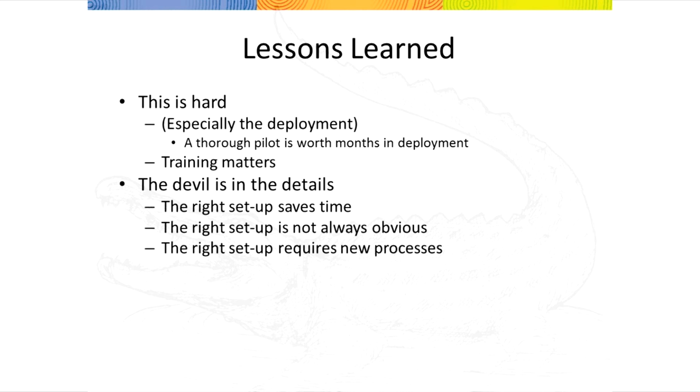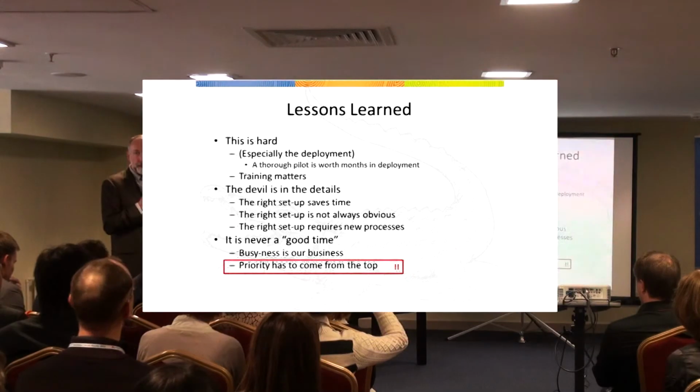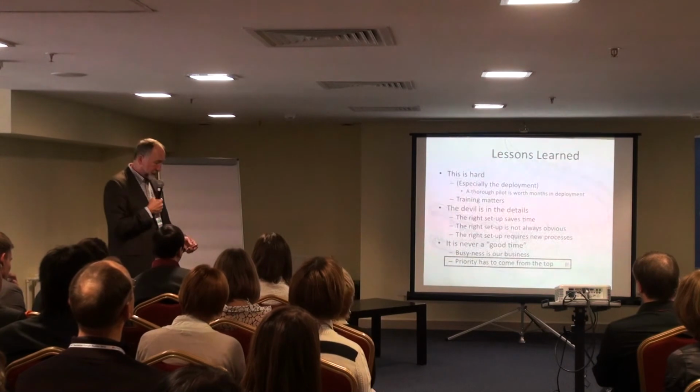You can't just have some junior person in your organization and say, go set it up. You have to think about what you want. And the right setup does require new processes to take advantage of the power. It's never a good time. We're always busy. If we weren't busy, we wouldn't be talking about making investments anyway. And the priority has to come from the top. If you're the owner, listen carefully to that. If you're not the owner, get your boss to set the priority before you start being a champion. If it doesn't come from the top, it won't get done, and you will fall off the right end of that chart that I used.